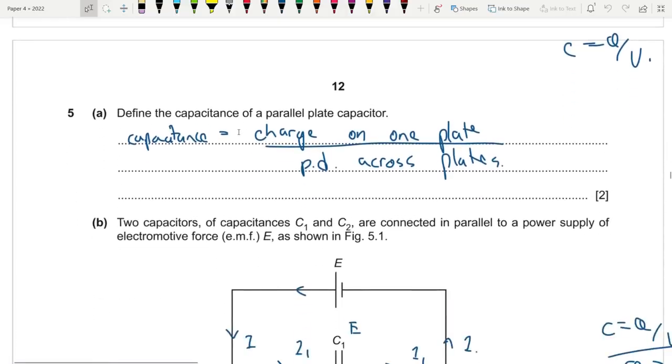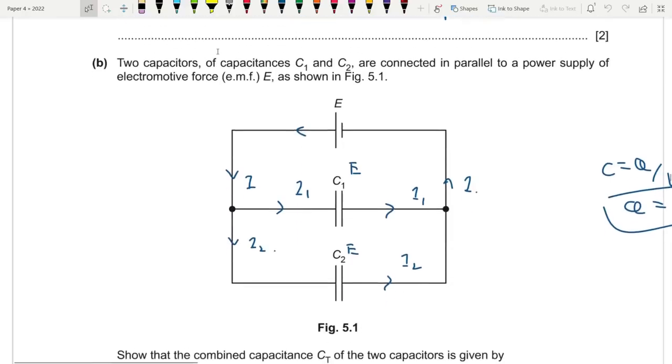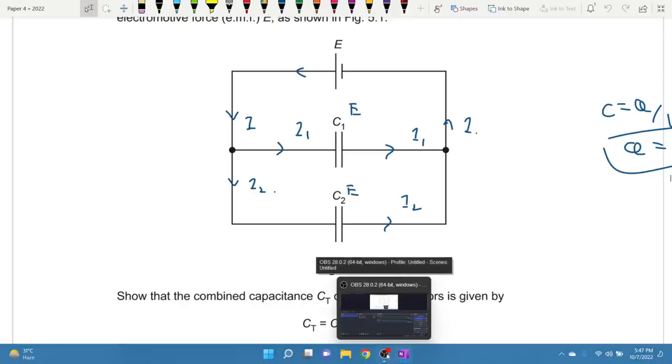Alright, so for part B, we have two capacitors of capacitances C1 and C2. They are connected in parallel to a power supply of EMF E as shown in figure 5.1. So we know that in a parallel circuit, the voltage will be the same for C1 and C2, but current will actually split into two parts. So the sum of current entering a junction is equal to the sum of current leaving the same junction. So basically I is equal to I1 plus I2, as you can see in my diagram. So we know that for parallel capacitors, the total capacitance is actually the sum, right?